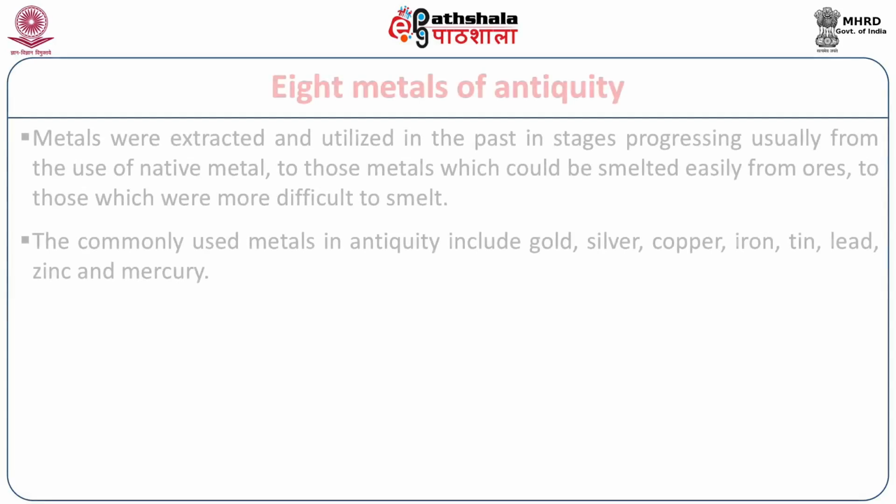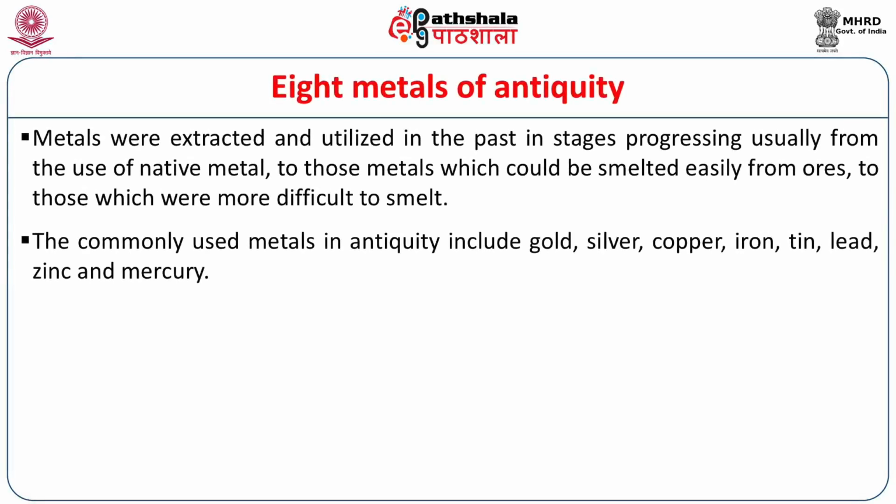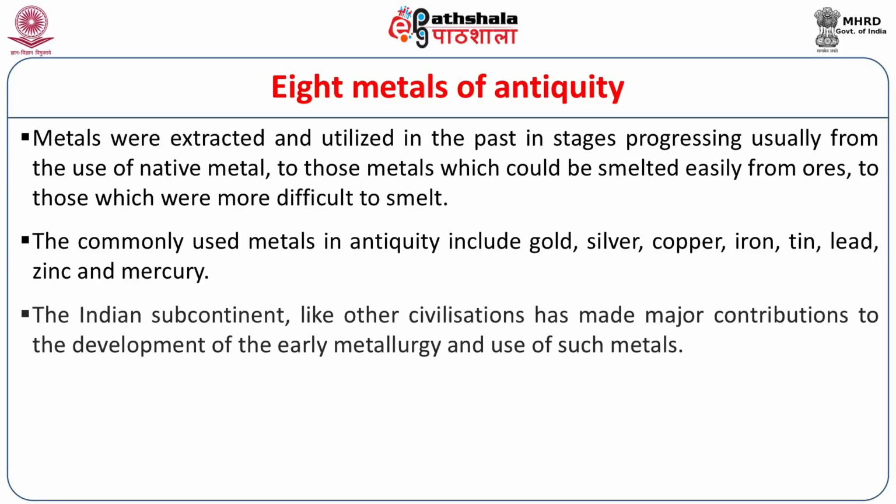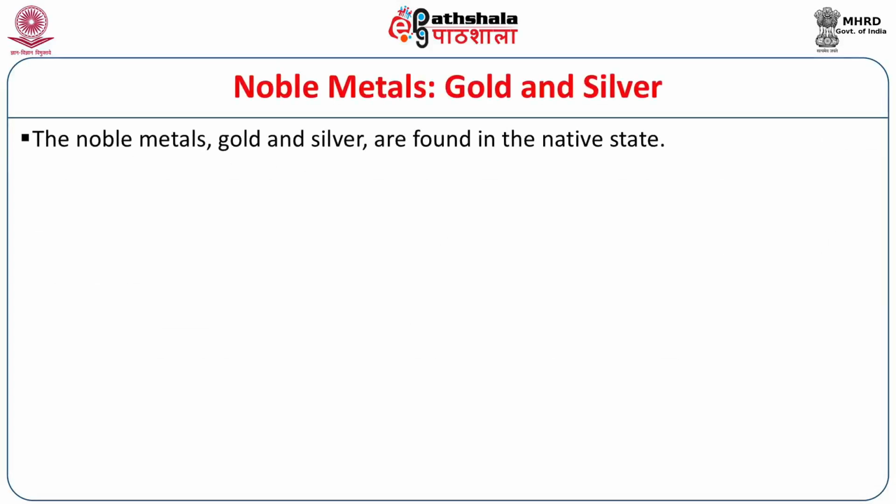When we talk of smelting, we are talking about the process of the reduction of the ore to the metallic state using pyrometallurgical techniques. The commonly used metals in antiquity include gold, silver, copper, iron, tin, lead, zinc, and also mercury. The Indian subcontinent, like other civilizations, has made major contributions to the early development and use of such metals. We will first start with the noble metals of gold and silver.